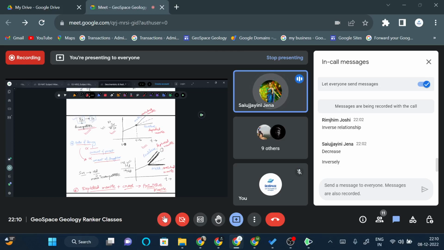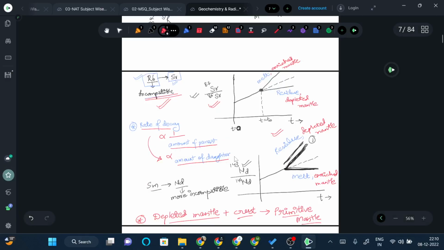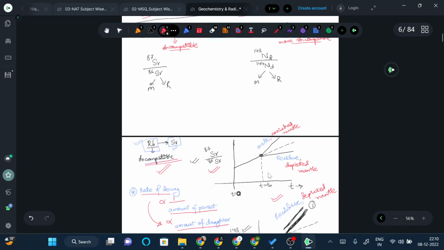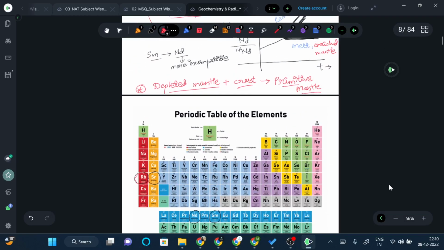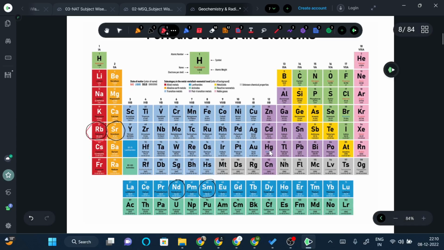Sir, please explain about lanthanide contraction. Lanthanide and actinide contraction, we will come to that further in some questions. Here you don't require any contraction concept. Those mainly depend on sizes, and here only incompatible and compatible is required. Yes, lanthanide contraction is one of the reasons why these lanthanides are incompatible.